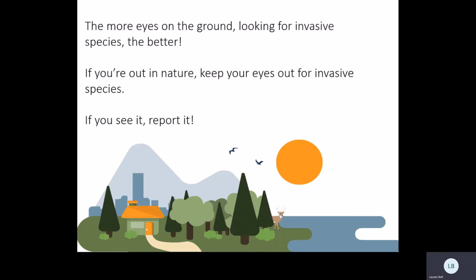The key takeaway here is the more eyes on the ground looking for invasive species, the better. So if you are out and about, keep your eyes out for invasive species, and if you think you've seen something, please report it.